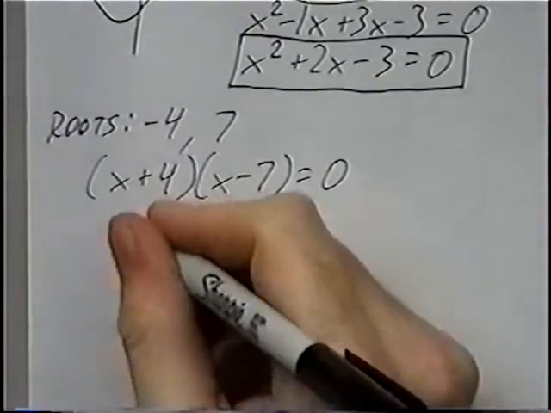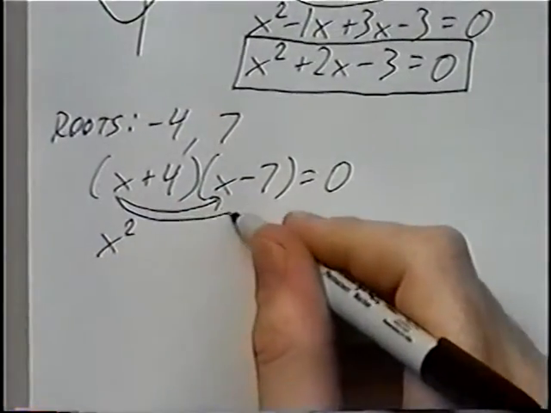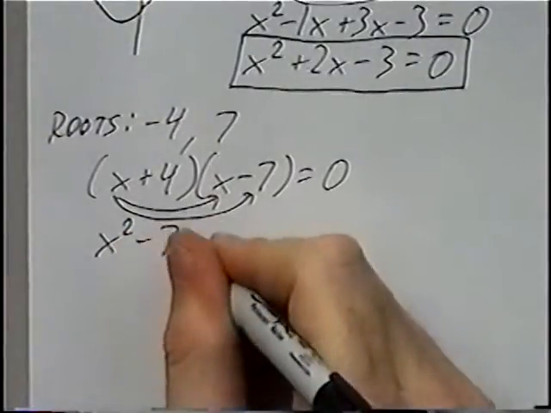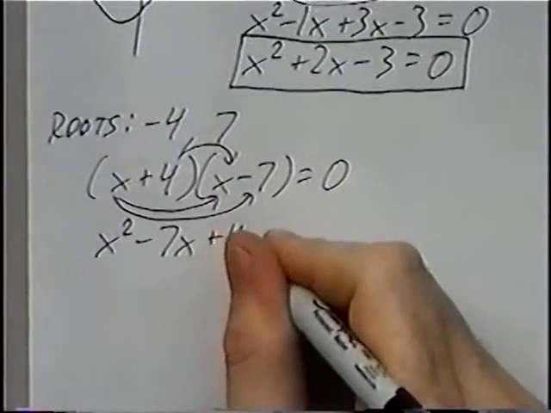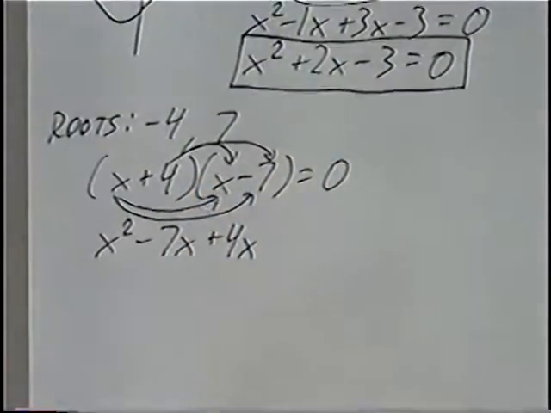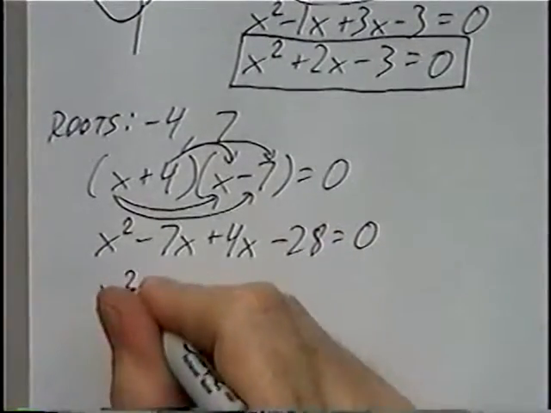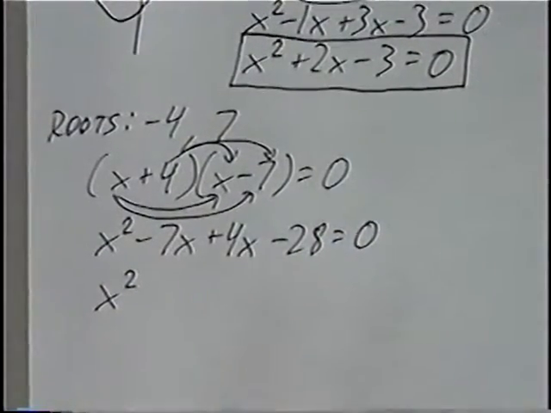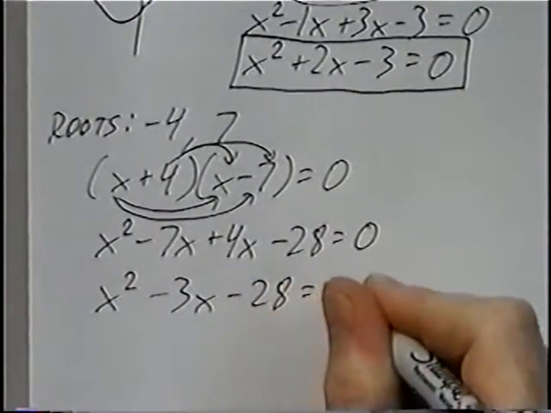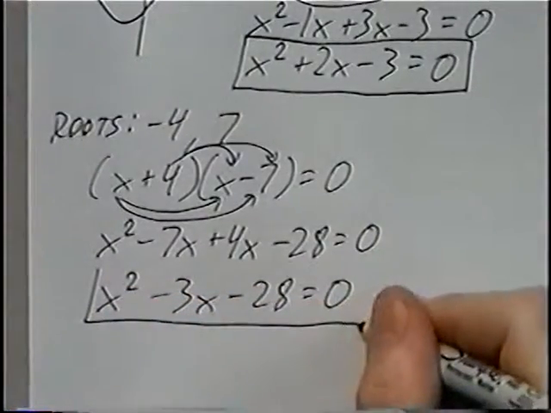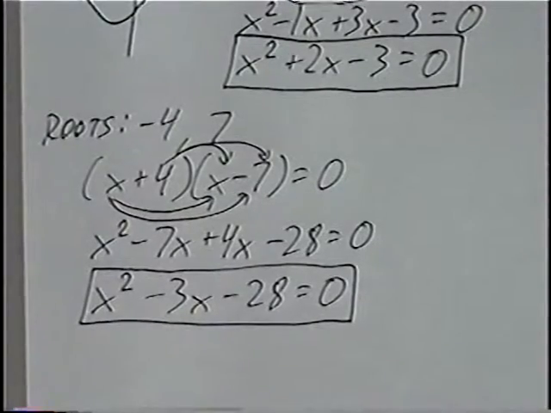Simplifying from here, foiling x times x would be x squared. The outside terms, x times a -7, -7x. The inside terms, 4x. And multiplying the last numbers, -28. Combining like terms, -7x plus 4x will be -3x, minus 28. So our equation, given the roots, is x squared minus 3x minus 28 equals 0.